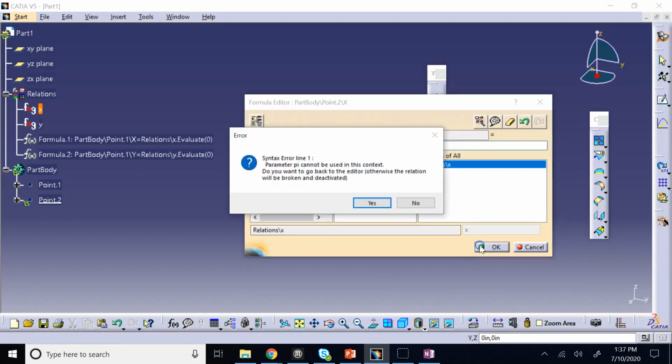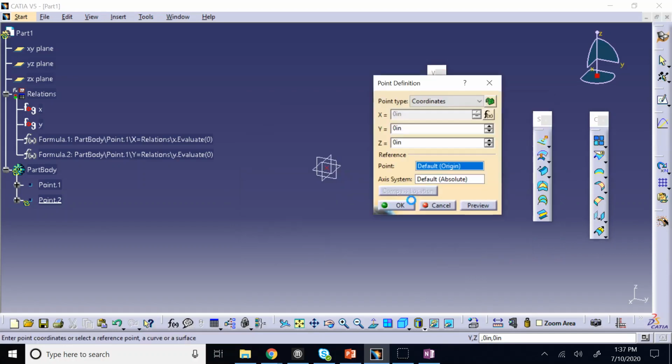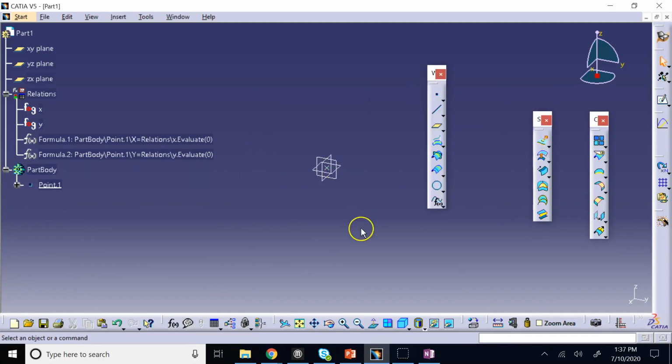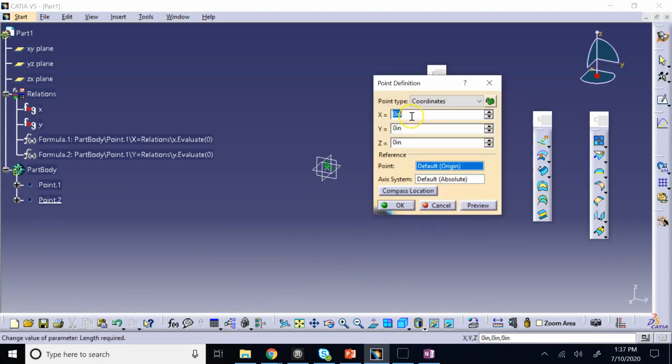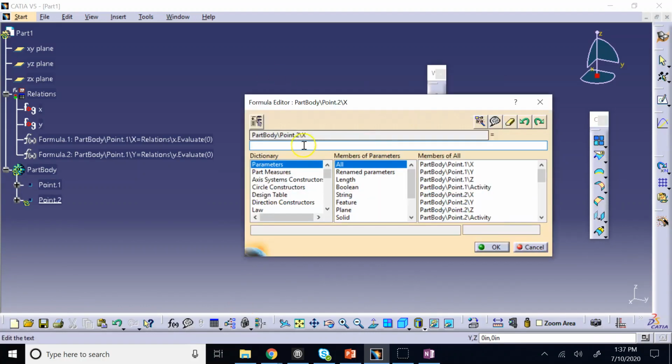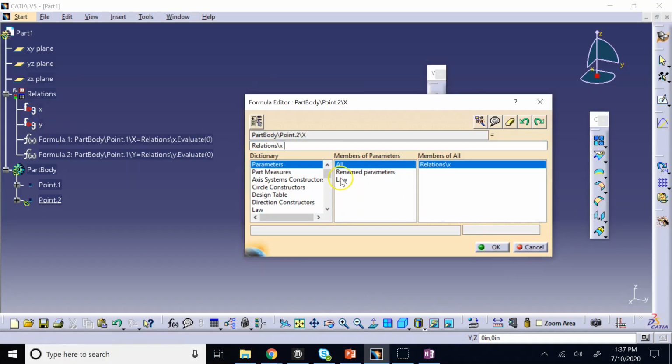So you see here, it says parameter pi cannot be used in this context. What are you talking about? Okay, I don't like what you said. Pi, I don't recognize pi the way you wrote it. Okay, so if you want, use 3.1415 or something. So it does not take pi the way that you just ask it to do.